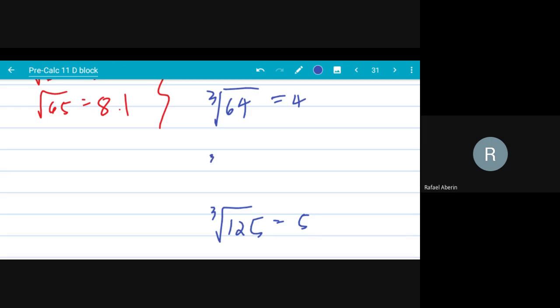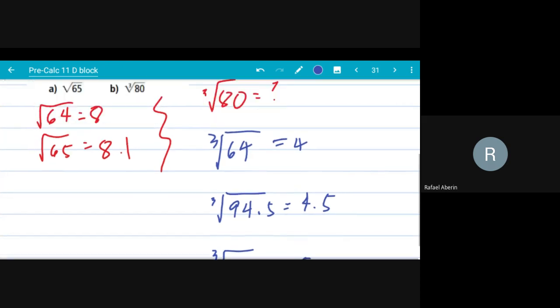So right in the middle would be about 94.5, okay? Which probably would give us a cube root of 4.5. And of course, it's just an estimate. Now, where would we find cube root of 80? If you're thinking that since it's somewhere in between, it's going to be about 4.4, I wouldn't say so, because 4.4 would be too close to 4.5 and 80 is not that close to 94.5. Therefore, my guess for cube root of 80 would be about 4.3.